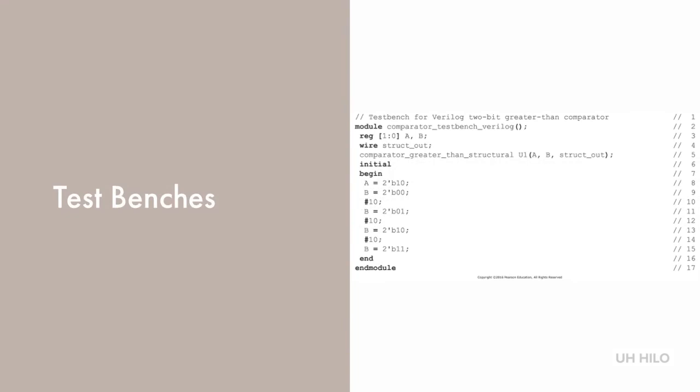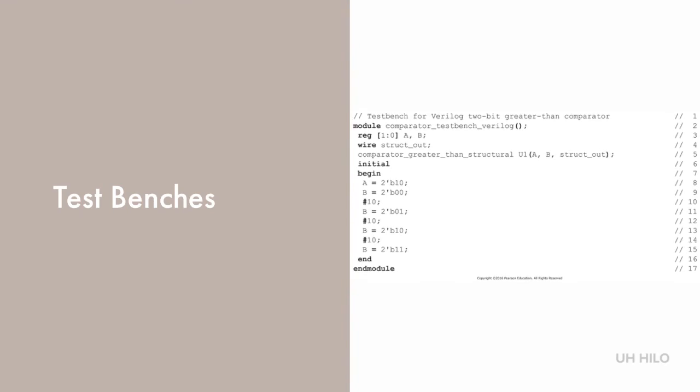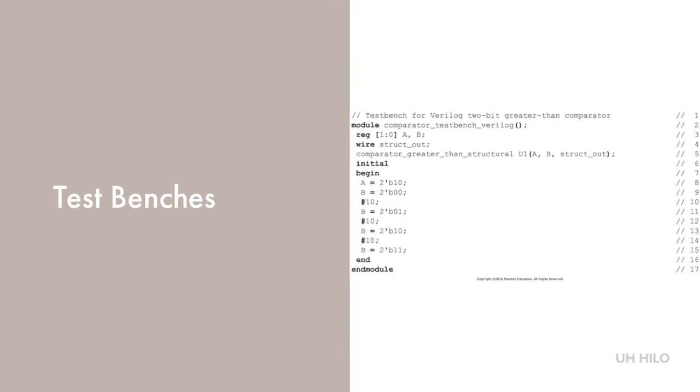A test bench is an HDL model whose purpose is to test another model, often called the device under test. In the test bench, we apply stimuli to the inputs and observe the outputs. This figure shows a simple Verilog test bench for the 2-bit comparator circuit. Note that the module declaration does not have any input or output ports. The test bench declares the registers and wires that will be connected to the inputs and outputs of the device under test and instantiates the device under test.